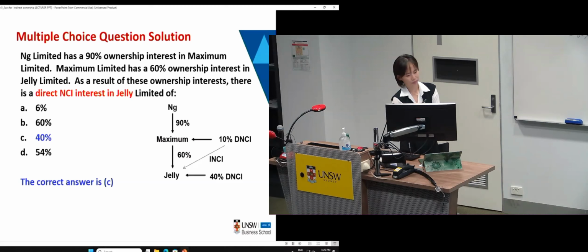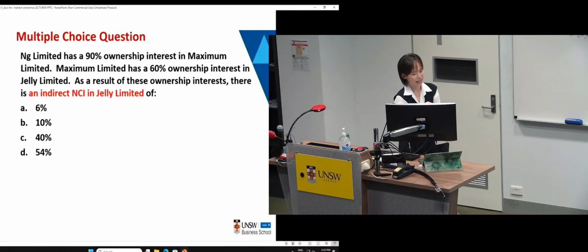Okay. Now this one is a bit more challenging. It asks for the INCI in Jelly, the INCI in the grandchild company. Does someone say A? What about Jiangnan? Jiangnan's here today. You choose A as well? A? Okay. Very good. So A is the right answer here, right?